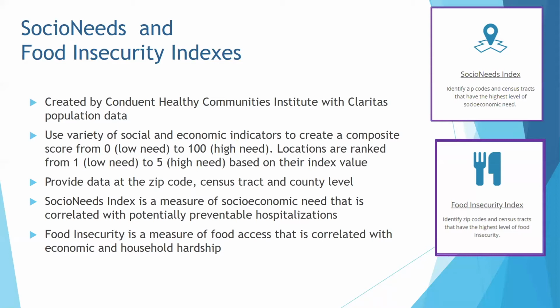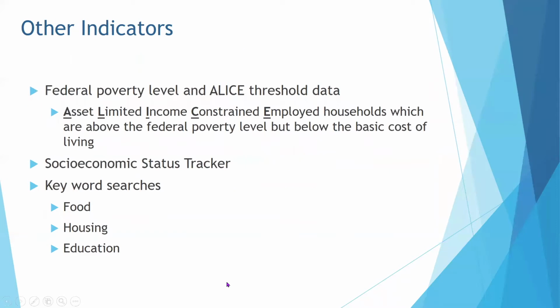in each state. So we'll be looking at 2, the SocioNeeds Index, which is a measure of the socioeconomic need that's correlated with potentially preventable hospitalizations. And we'll be looking at the Food Insecurity Index, which is a measure of food access that is correlated with economic and household hardship. And we'll get into more detail on both of those during the live demo.